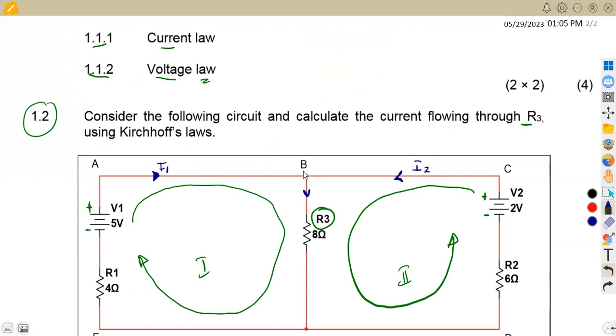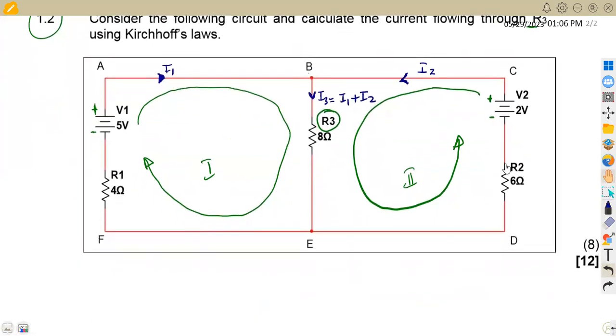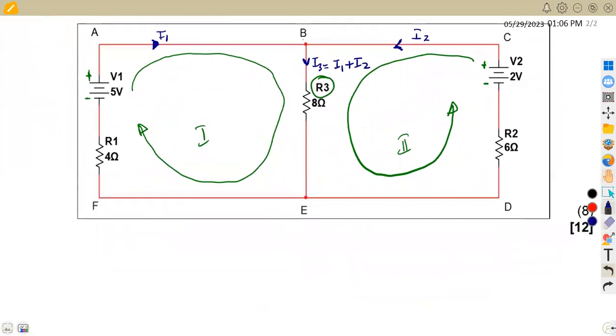This one is coming in, this one is coming in, but this one is going out. So this is going to be our current 3, but we can just say our current 3 is equal to current 1 plus current 2. All right, that is the sum of these two currents. If you check here, that is what you're going to have. And with this information, I think we're done. Let's just have our loops aside and have our answers or calculations.